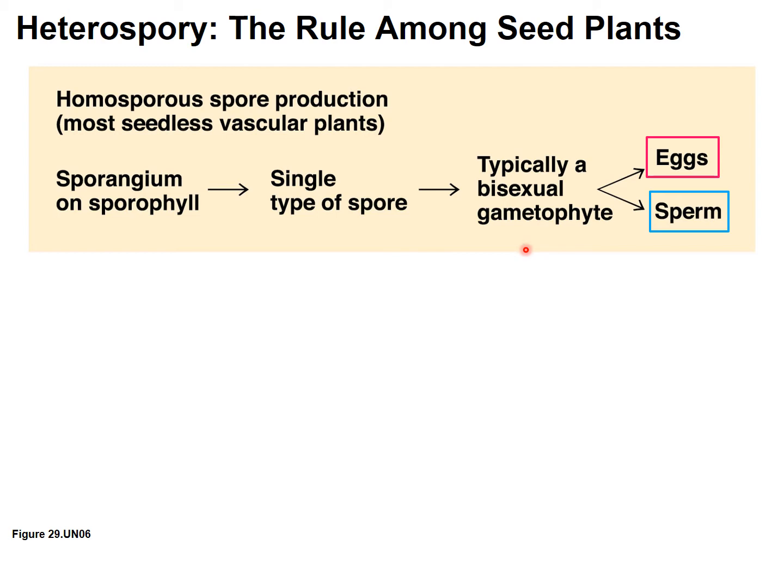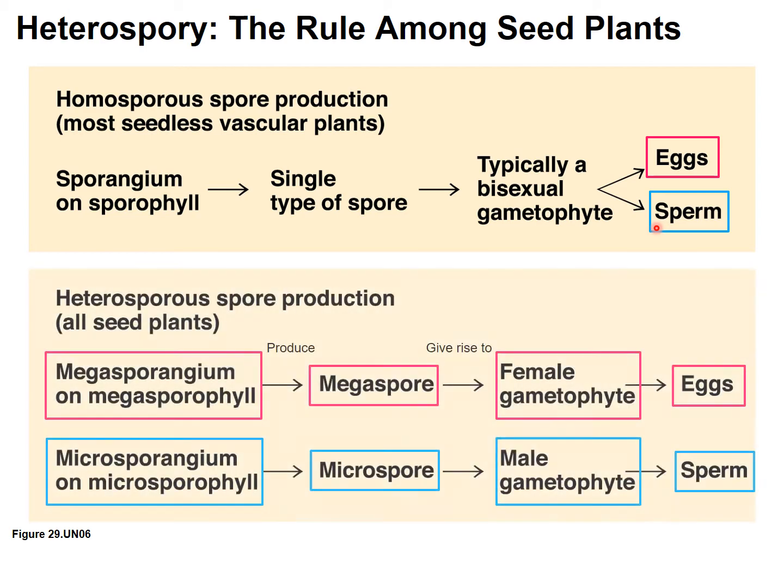So this makes the plant bisexual in terms of the gametophyte. The gametophyte can produce both eggs and sperm. Now, this is homosporous, as opposed to heterosporous, which includes all seed plants and some of the seedless vascular plants. Basically, the megasporangium is going to be on a megasporophyll, and mega really refers to all the female parts. You can see I highlighted it with the pink and blue for the male parts. And the microsporangium on the microsporophyll is going to be the male parts.